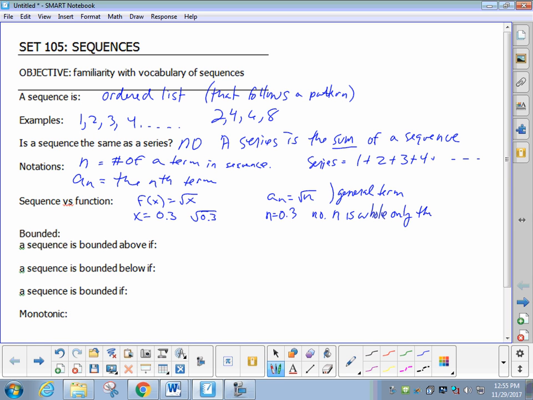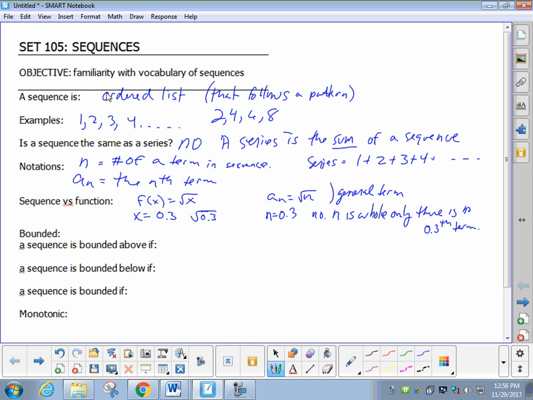There is no 0.3th term. There's the first term, the second term, the third term, and so on. Whole numbers only. You can, I suppose, once in a while go in integers. I guess you could say start at -1. That's rare, and it's weird.